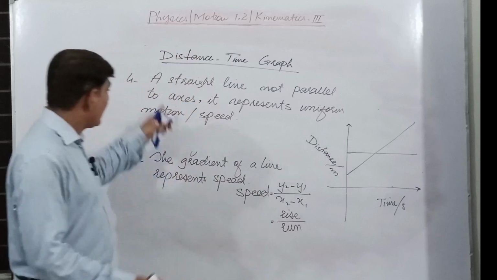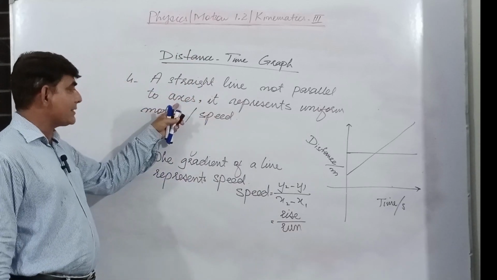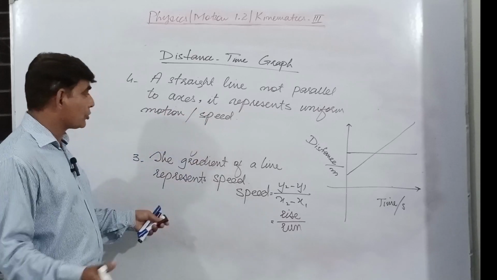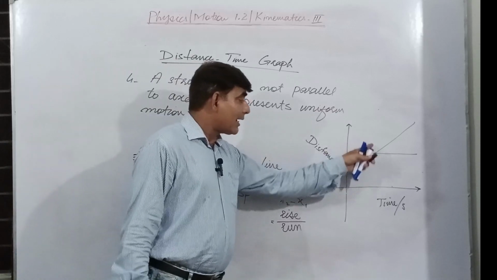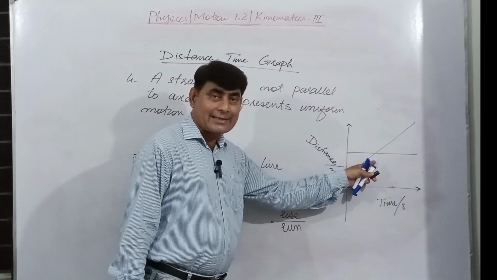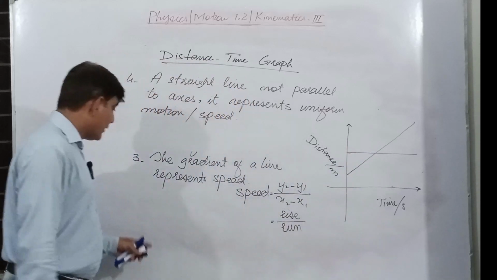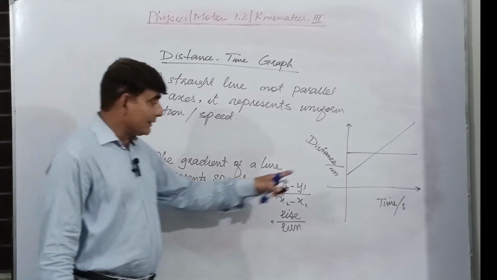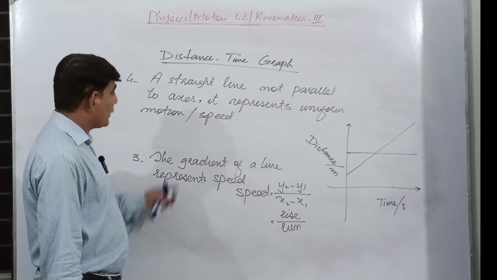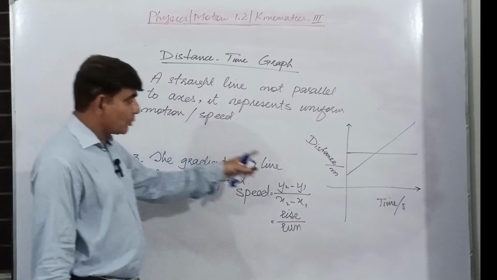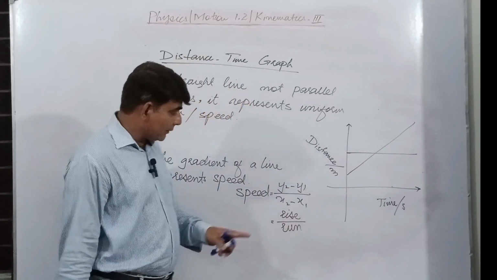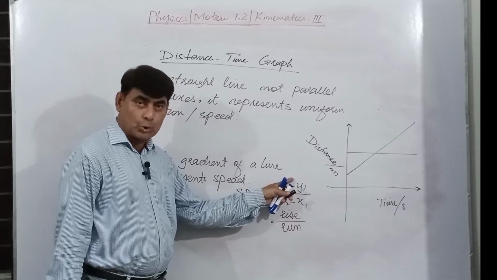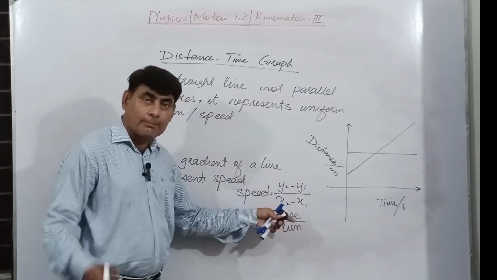Okay, now listen. A straight line not parallel to axes represents uniform motion or uniform speed, constant motion, constant speed. Now it must have a gradient. So the gradient of a line represents speed in this condition. So it means we can find out this speed by taking 2 points on the line and then dividing the vertical distance between these 2 points by the horizontal distance between the 2 points.